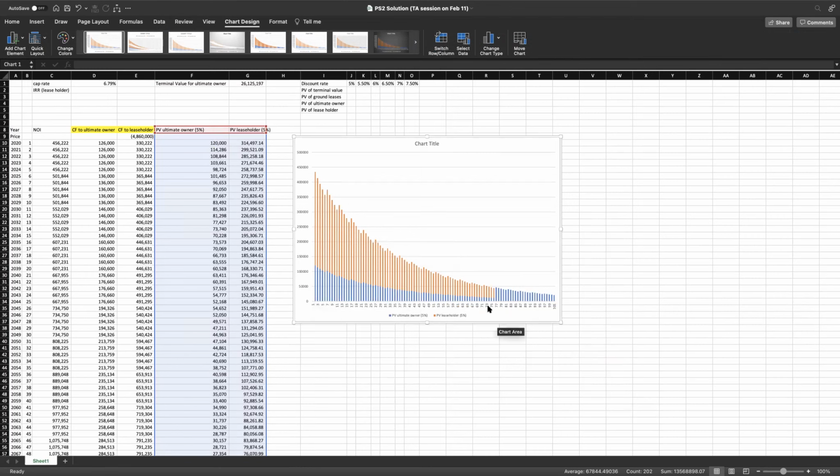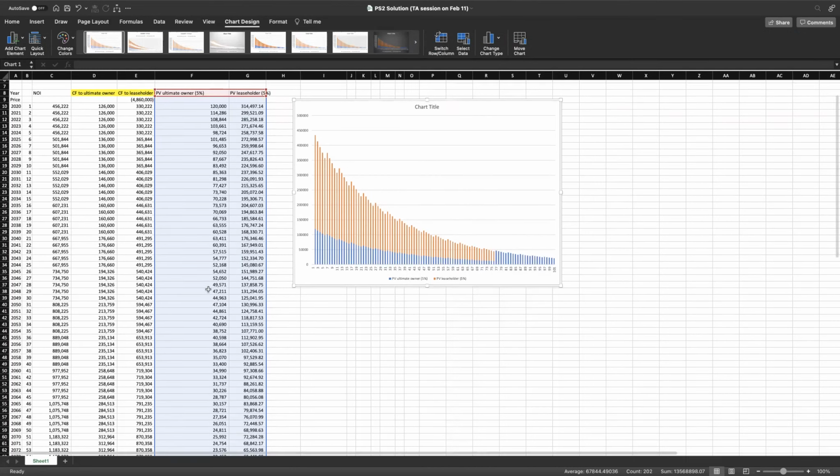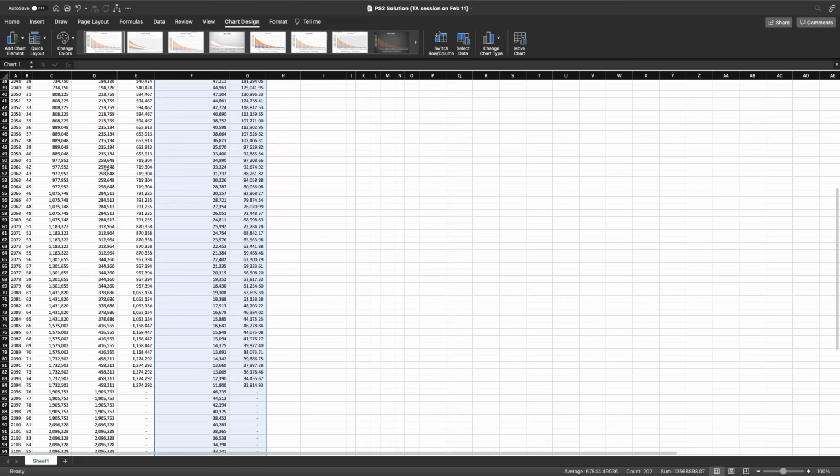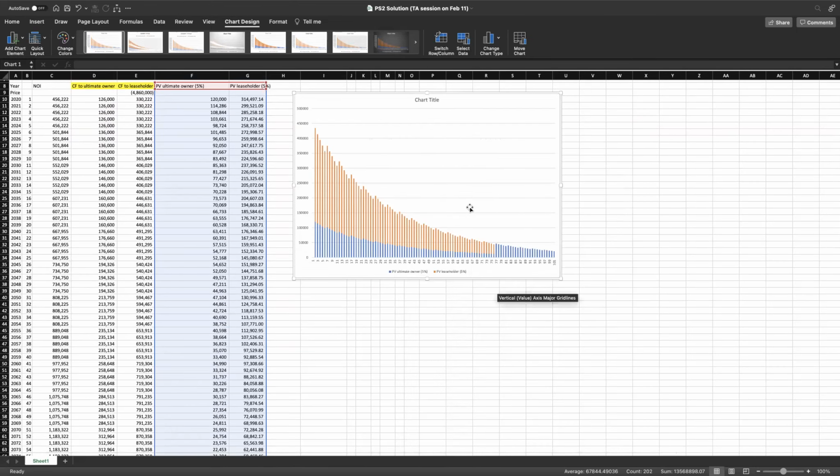Although starting from year 76, something very big, almost $2 million, will go to the ultimate owner, the present value of it is actually very small. This is important because, first of all, when you evaluate the present value for the ultimate owner and the present value of the leaseholder, this sum will be informative about which one is getting actually more valuable cash flow.